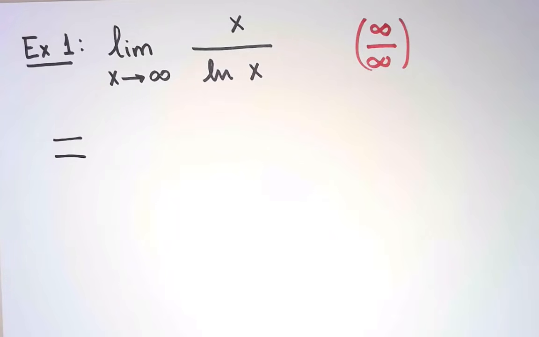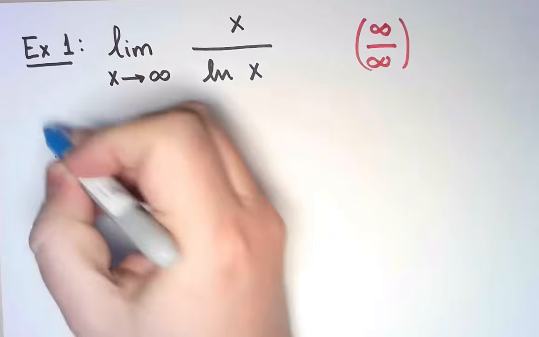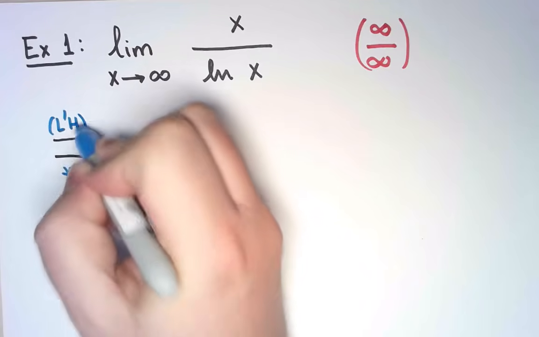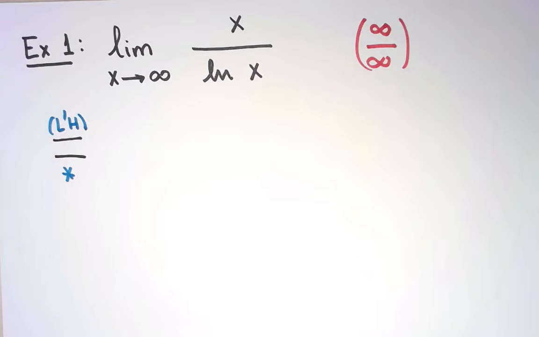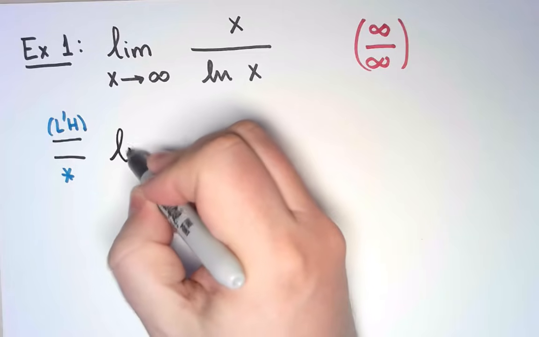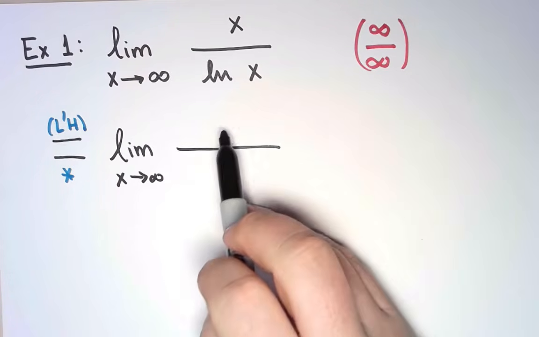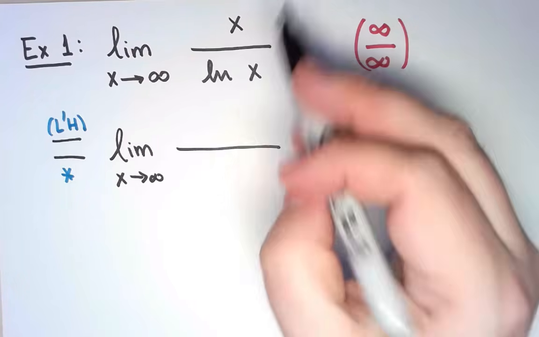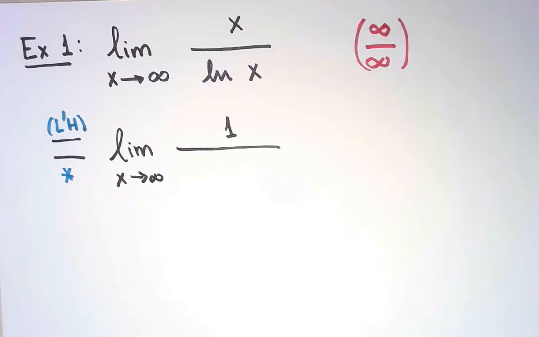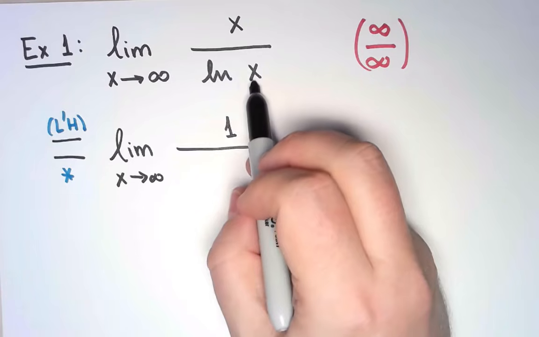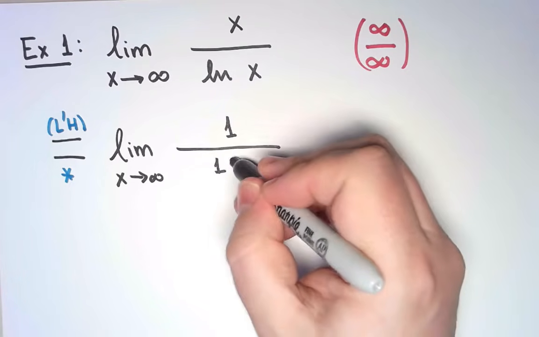So I'm going to use L'Hopital, and I'm going to put here an asterisk to remind myself that I am using L'Hopital. And let's see what happens. If I use L'Hopital's rule, I need to compute the limit of, in the numerator, the derivative of x, which is 1. In the denominator, the derivative of ln x, which is 1 over x.